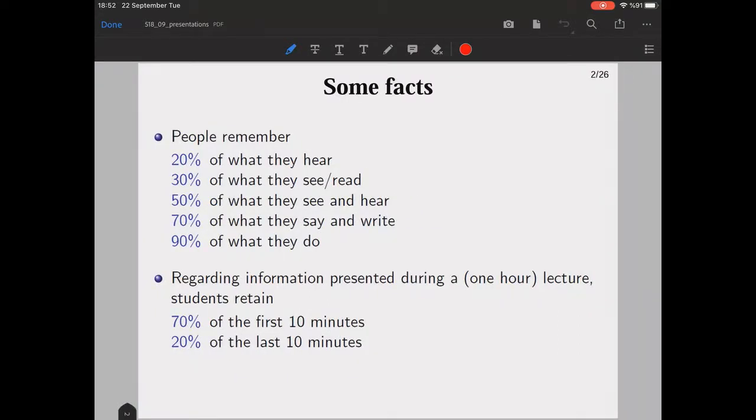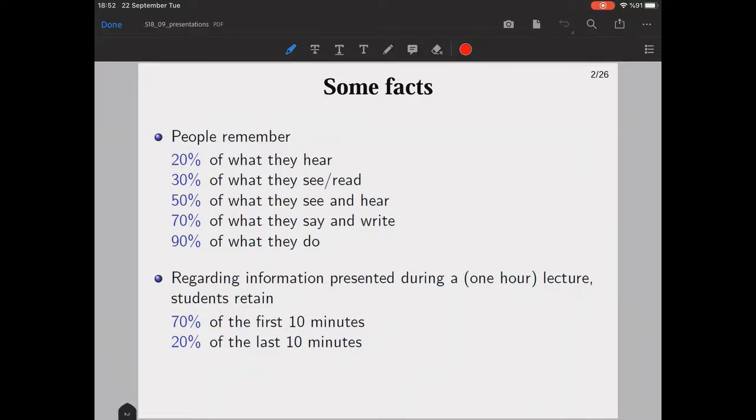Let's overview some facts here. 20% of people remember what they hear, 30% of people remember what they see and read, 50% of people remember what they see and hear, like in a lecture, 70% of people remember what they say and write, like taking notes and maybe discussing with a colleague before an exam or before a presentation can be helpful usually, and 90% of people remember what they do. So doing something is the best way of learning, in fact.